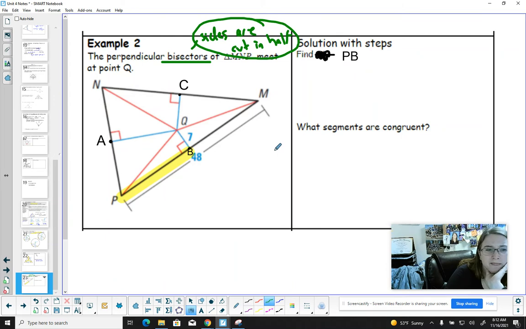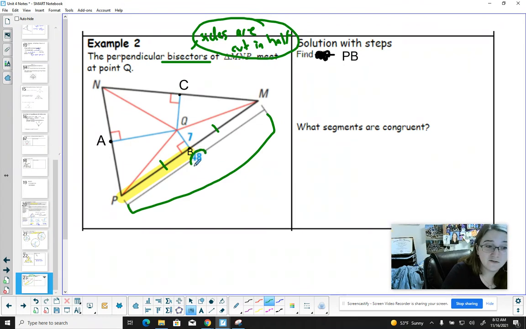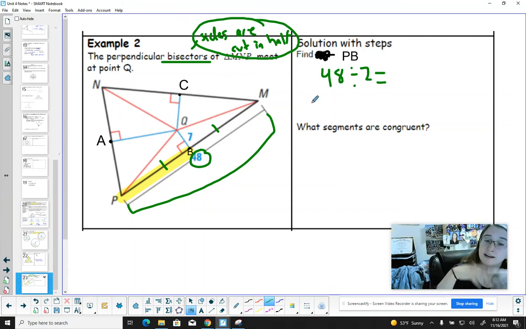What is PB? Well, the whole side here is 48. I know that my sides are cut in half, so these 2 pieces have to be the same. And therefore, PB has to be half of 48, because that's my whole side and it's being cut in half. So what is that? 24? Yeah. That's our answer. So 24, 24, that would get us to the 48.